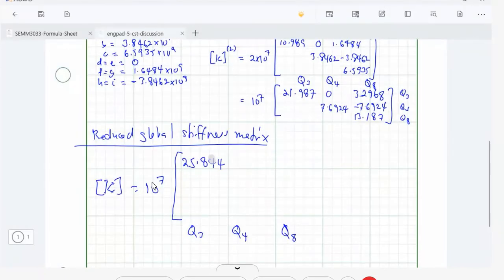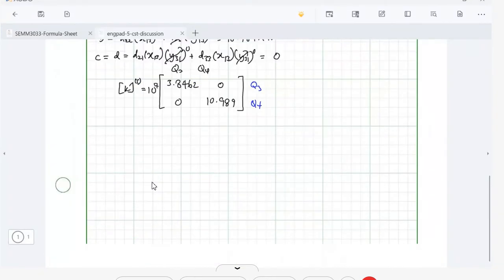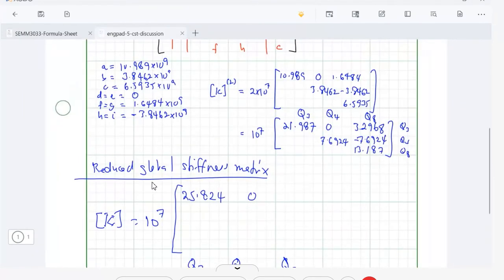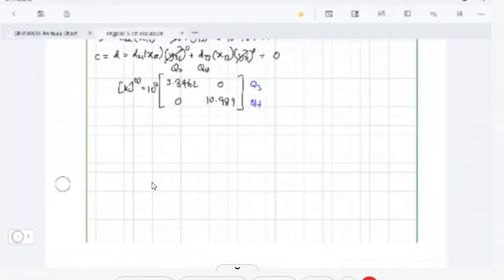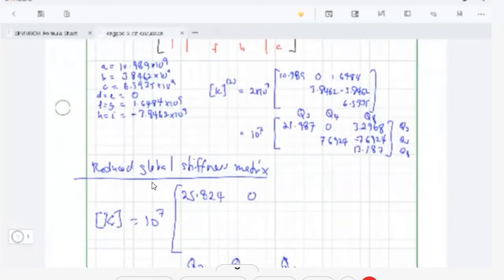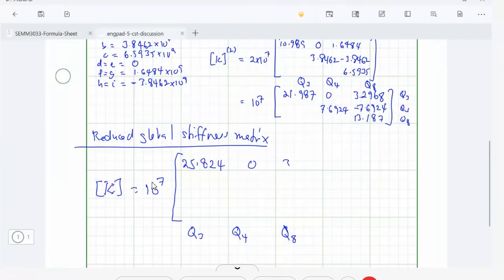824, sorry, this is 824. Okay, and of course Q3 and Q4 is 0. So this is 0. Q8, Q3. Is there such thing as Q8 and Q3? No, there's none. So Q8 tak ada. So Q8 and Q3 is just 3.2968.